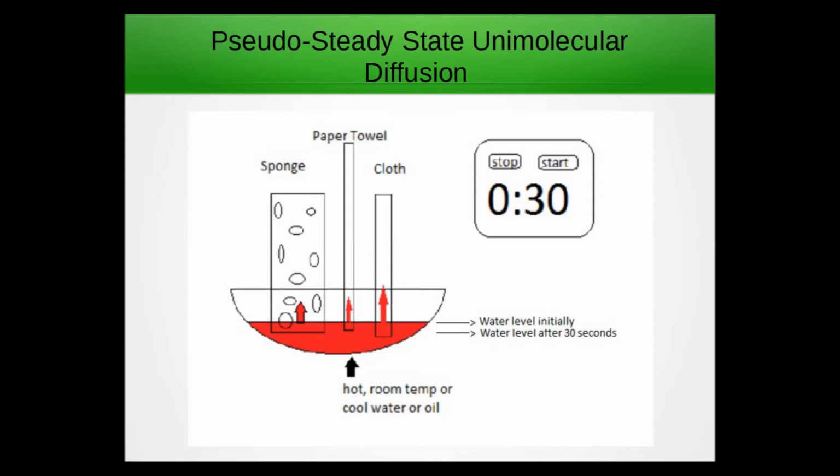diffusion occurred, but we say that our process is pseudo-steady state or almost steady state because there is a slight decrease in the water and oil reservoir levels as the liquids diffuse upwards. This difference is close enough that we assume that it does not significantly affect our diffusion rates.